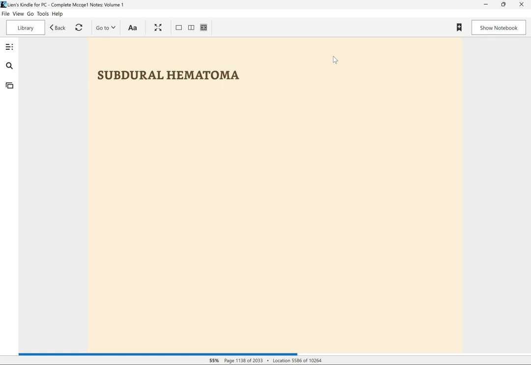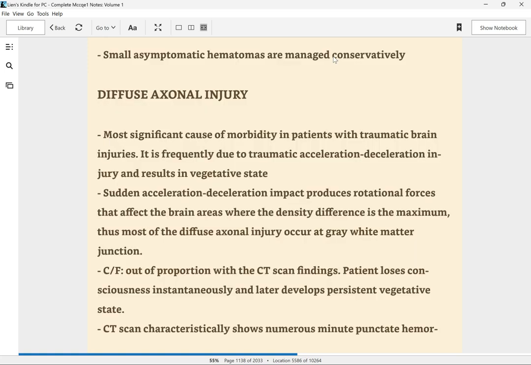Subdural hematoma. Small asymptomatic hematomas are managed conservatively. Diffuse axonal injury is the most significant cause of morbidity in patients with traumatic brain injuries. It is frequently due to traumatic acceleration-deceleration injury and results in a vegetative state. Sudden acceleration-deceleration impact produces rotational forces that affect the brain areas where the density difference is the maximum, thus most diffuse axonal injury occurs at the gray-white matter junction.